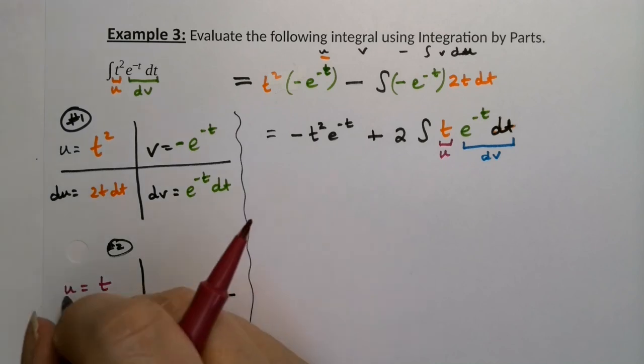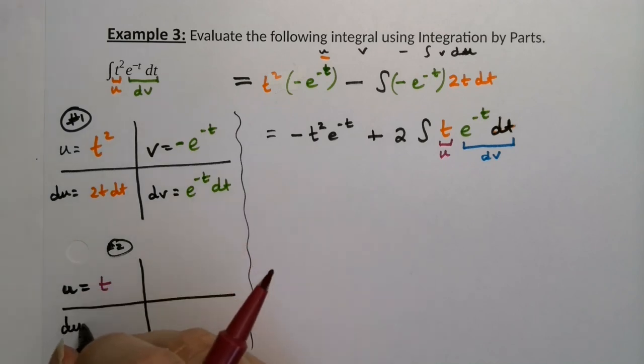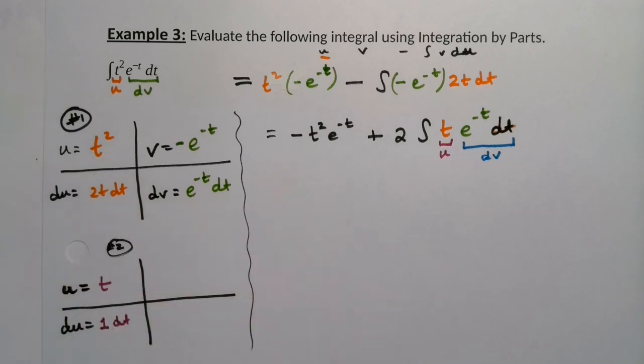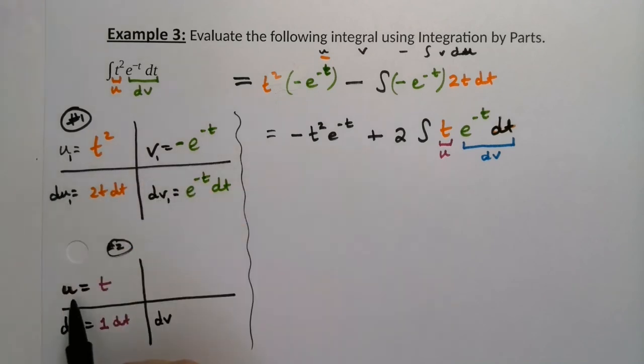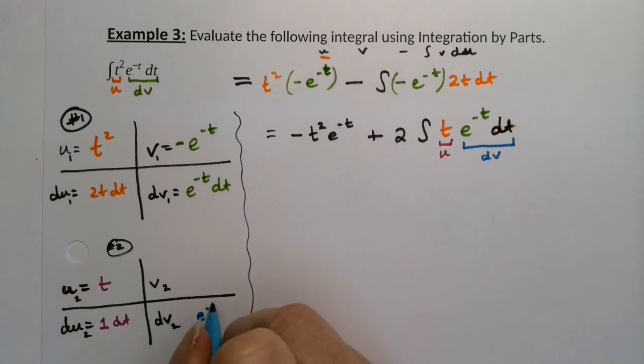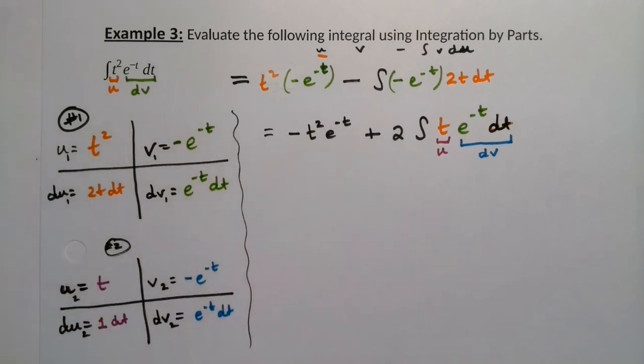du is the derivative of that, which is 1 dt, dv. So if you like, you could call this u1, and then this is now u2, right? Because you're doing it again, just if you want to keep it a little bit more straight in your head. So dv is the e to the negative t dt again, which again, just like it was before, is negative e to the negative t, right? You take the integral of that.